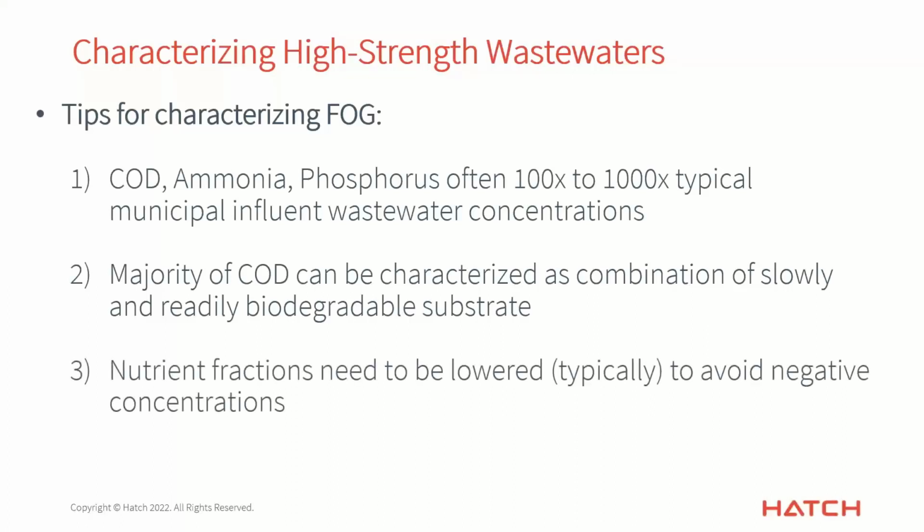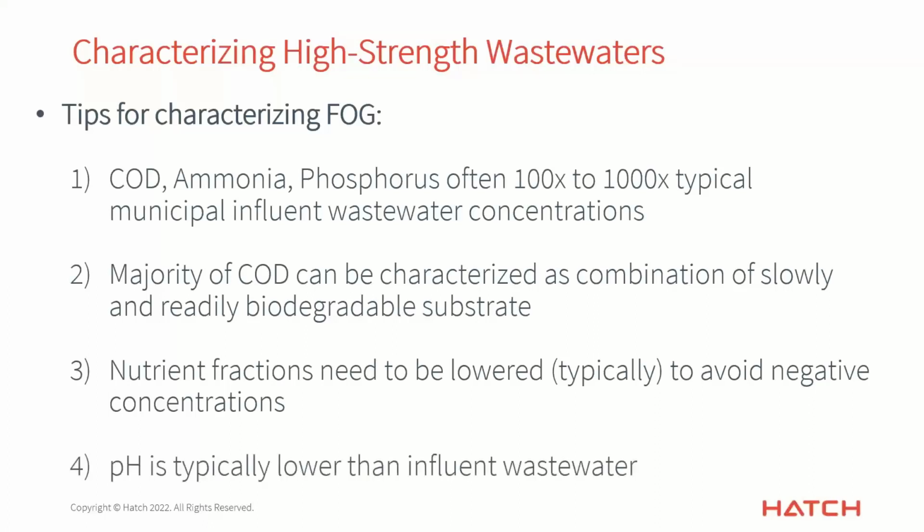And then those nutrient fractions, the N fraction of inert material, needs to be lowered typically to avoid negative concentration. So you might find that you've got to set it to either 0 or 0.0001 or something like that. And then typically you're going to lower the pH down for FOG because it's going to come in in an acidic state already.